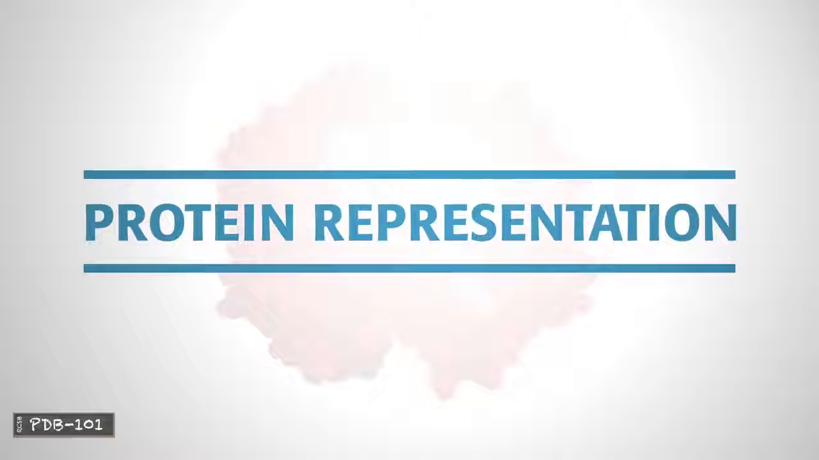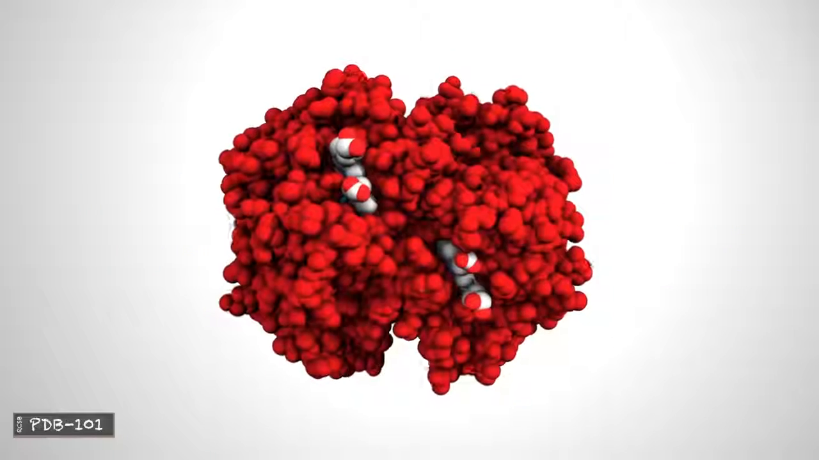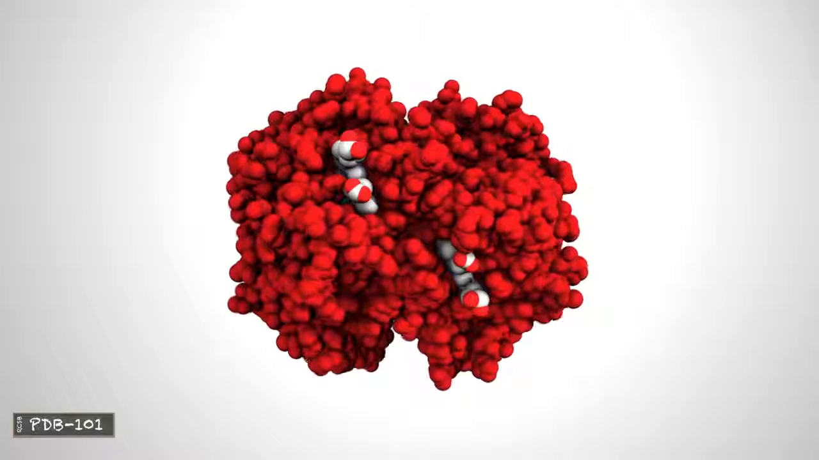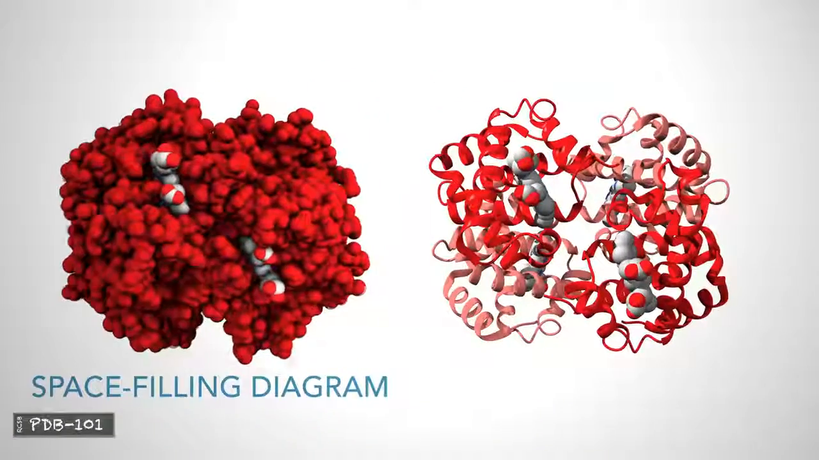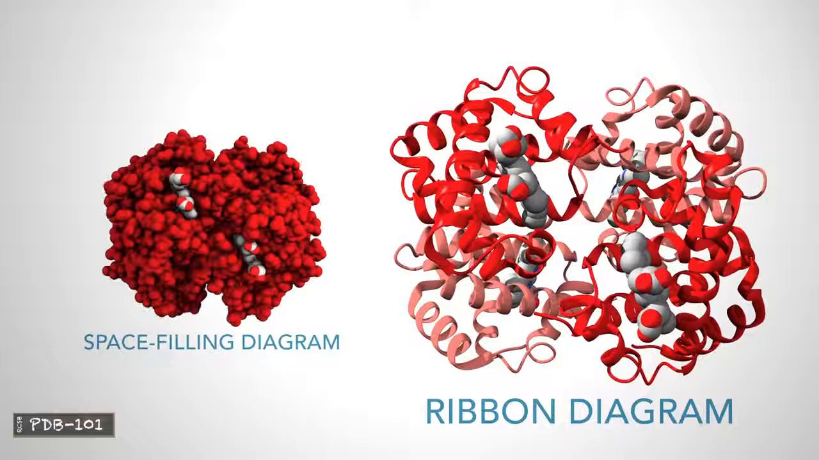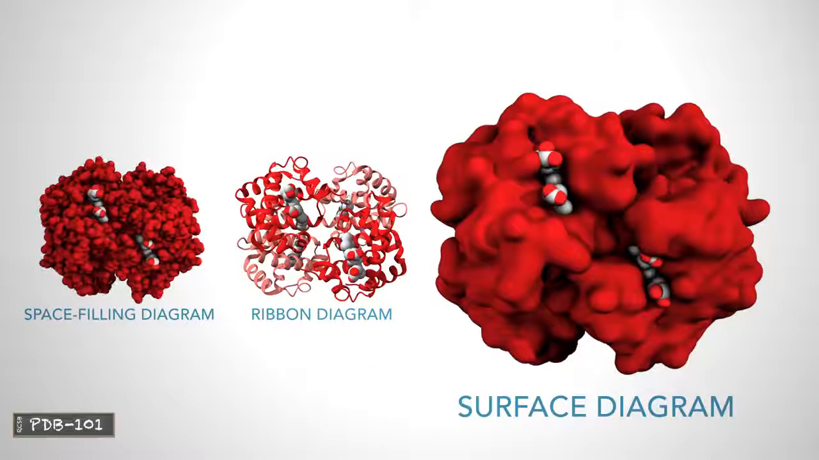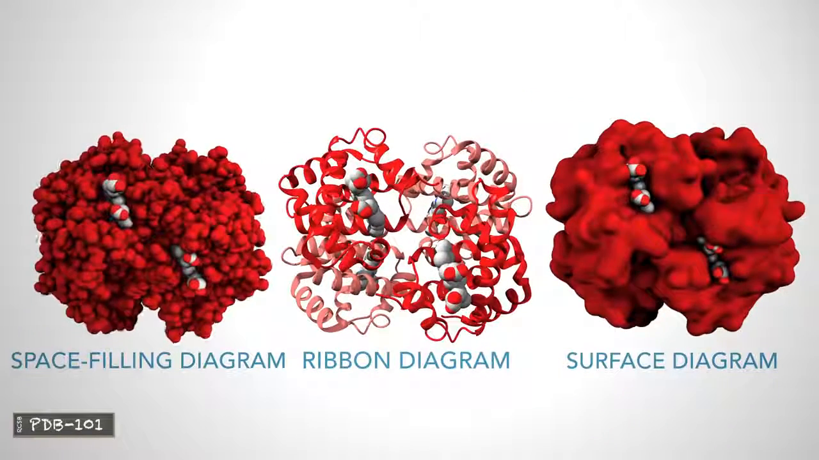Different visual representations of proteins can give us visual clues about protein structure and function. This space-filling diagram shows all of the atoms that make up this protein. This representation, called a ribbon or cartoon diagram, shows the organization of the protein backbone and highlights alpha helices. This surface representation shows the areas on the protein that are accessible to water molecules.